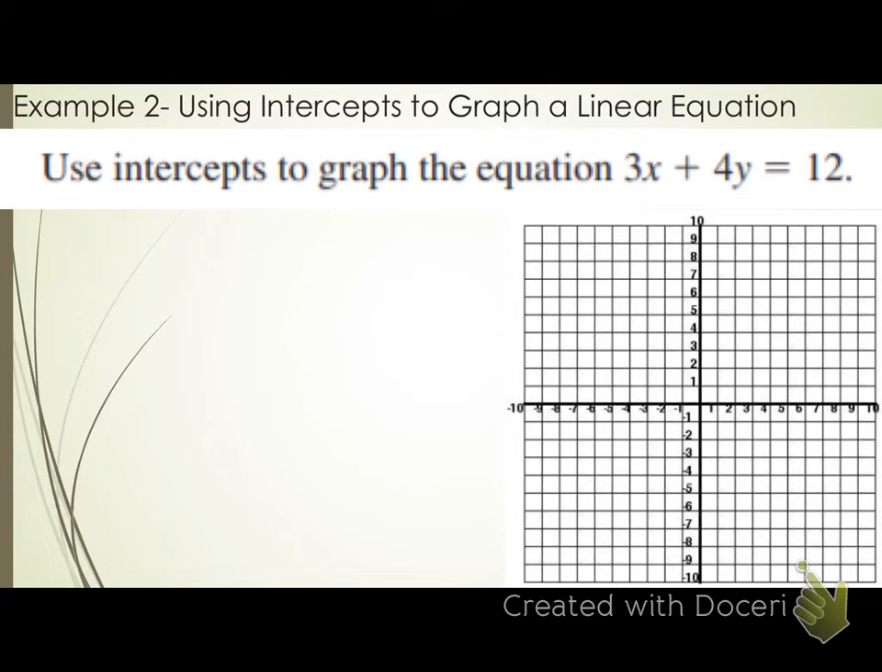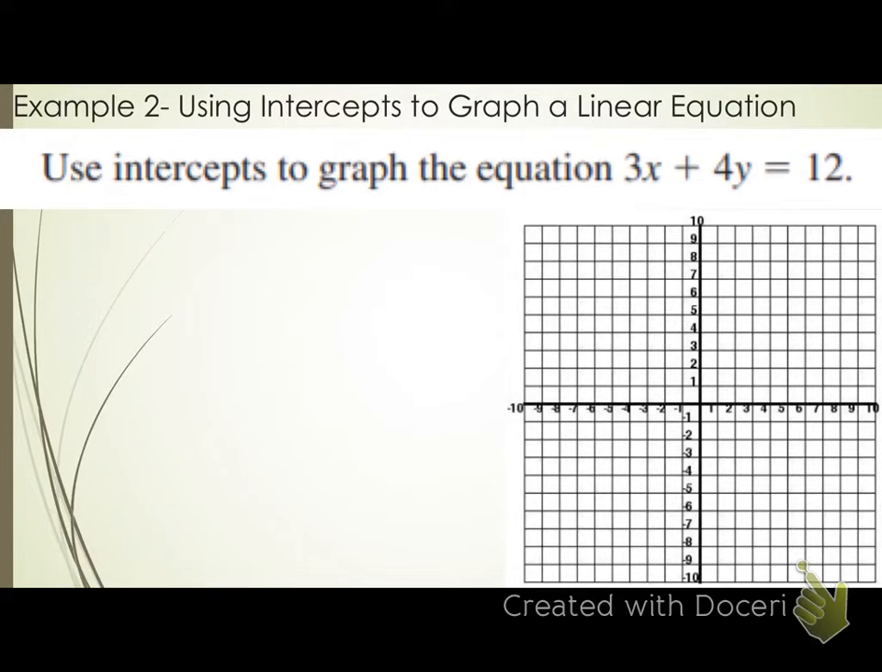Example 2. Use intercepts to graph the equation 3x plus 4y equals 12. Is this standard form? Yes. Ax plus by equals c, right? A value is 3, b value is 4, c value is 12. So it wants us to use my x and y intercepts to graph this equation.